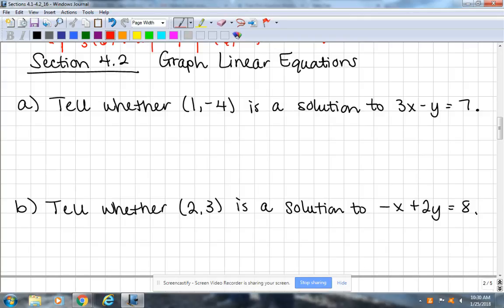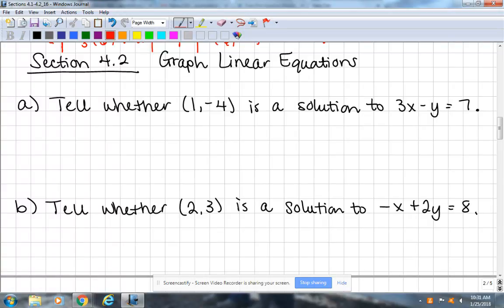So the first thing it's going to do in section 4.2 is give us an ordered pair, and they're going to ask if that ordered pair is a solution to a particular linear equation. So let's just think about what that means.